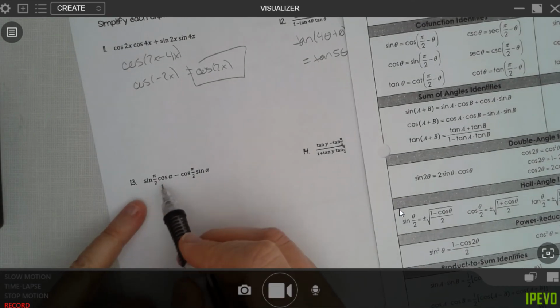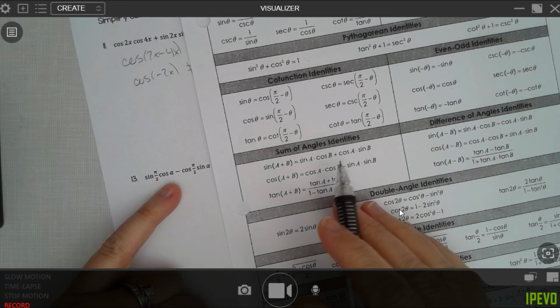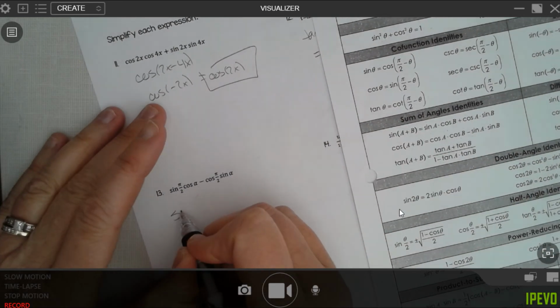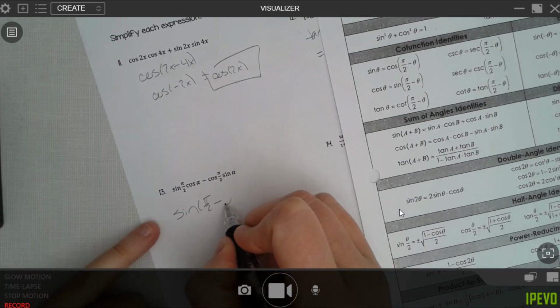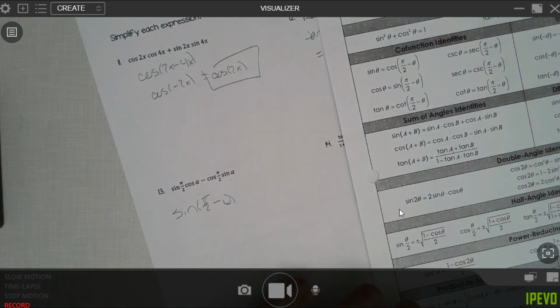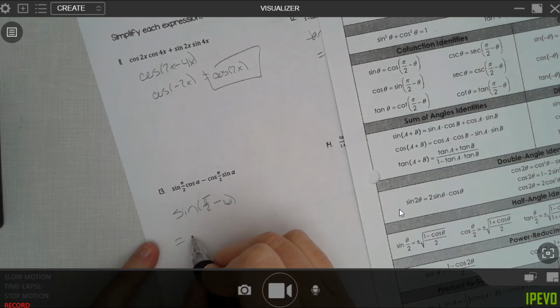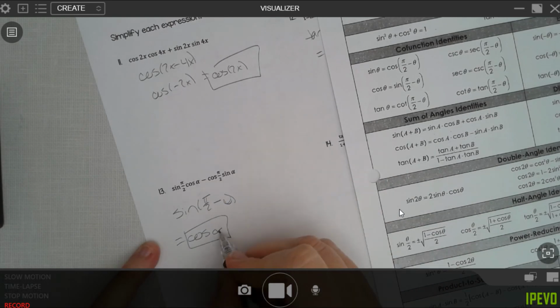This looks like the sine rule for me, sine alpha cosine beta, but it's a minus, so we have to use the subtraction one over here. So it's going to be subtracting them instead of adding them. So I'm going to have sine of pi over 2 minus alpha. So you could leave it like this. If you do remember, sine of pi over 2 minus alpha, that is cosine. Isn't that tricky? So you could say cosine of alpha, and get it really down.